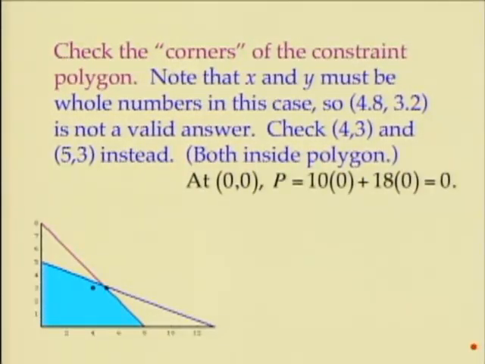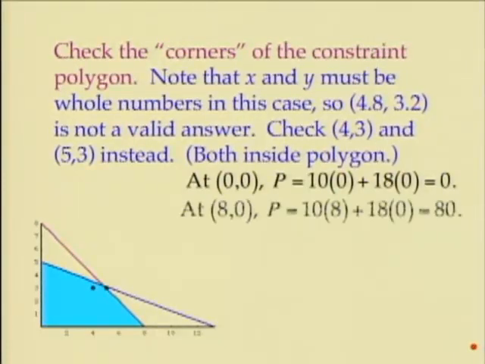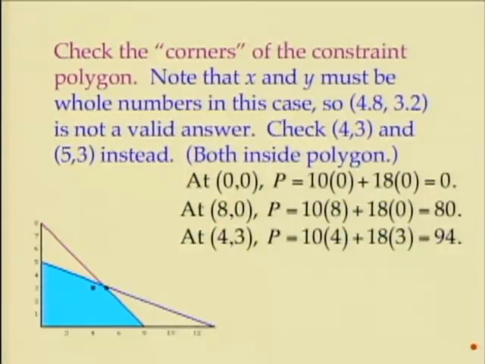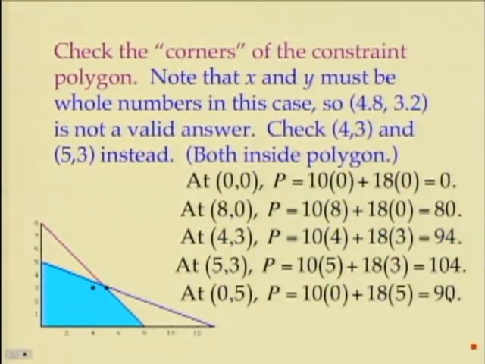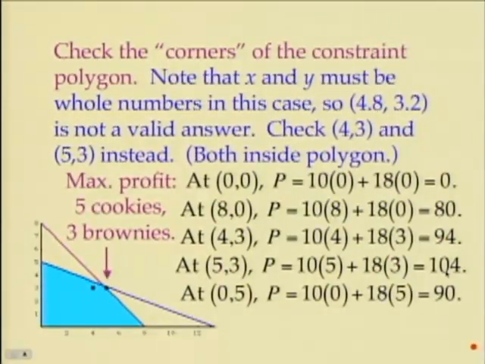At 0, 0, I get 0. That makes sense. If I don't do any trays, I don't get any money. If I do all cookies, I get $80. If I mix them up and do 4 and 3, I get $94 profit. If I do 5 and 3, that is this point closest to that, I get $104. And if I do all brownies, I just get $90. So the maximum mix is to do 5 trays of cookies and 3 trays of brownies. That will maximize the amount of profit that I can get from this endeavor.